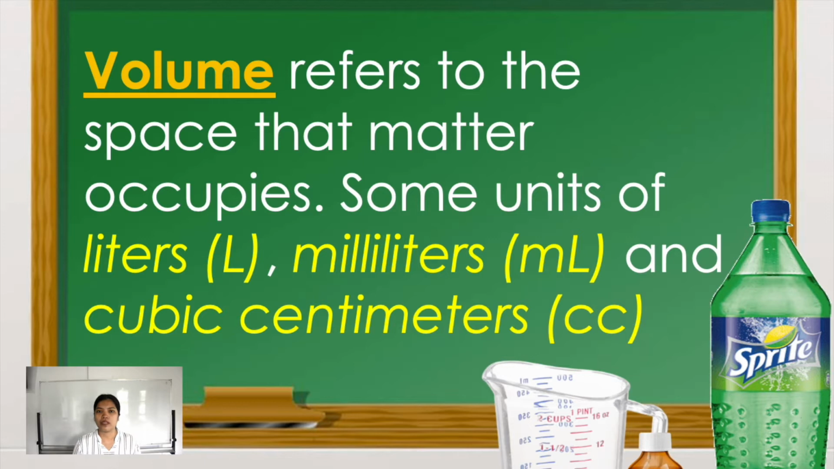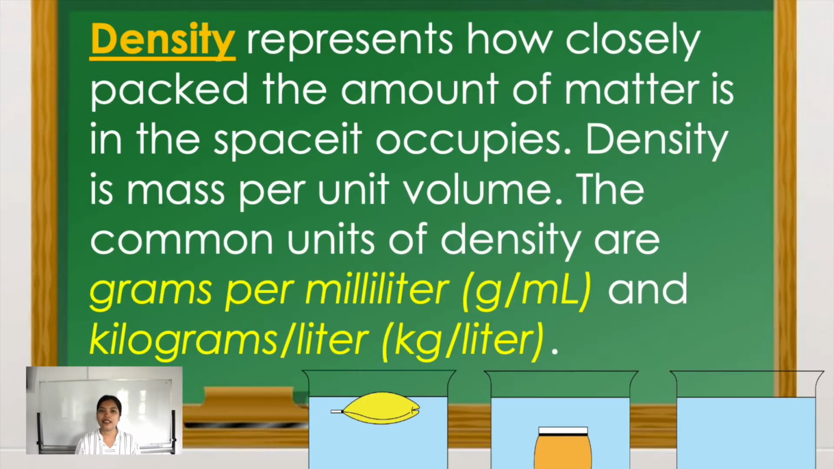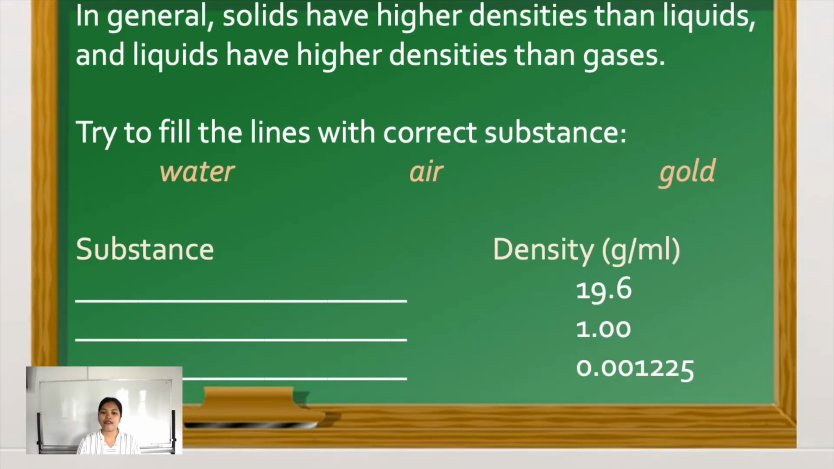Next one is what we call density. Density refers to how closely packed the amount of matter is in the space that it occupies. Density is mass per unit volume. The common units of density are grams per milliliter and grams per liter. In general, solids have higher densities than liquids, and liquids have higher densities than gases. Try to fill the lines with the correct substance.